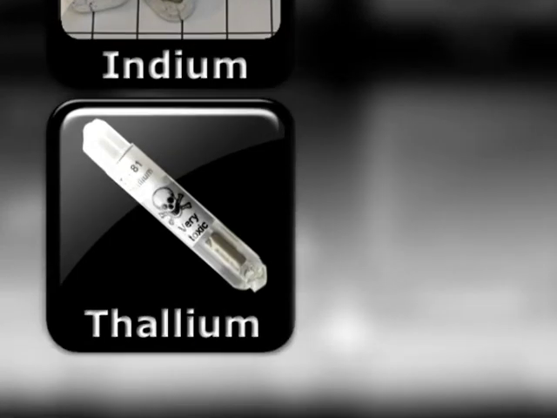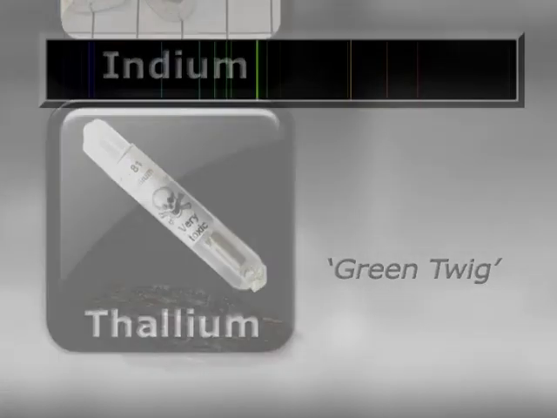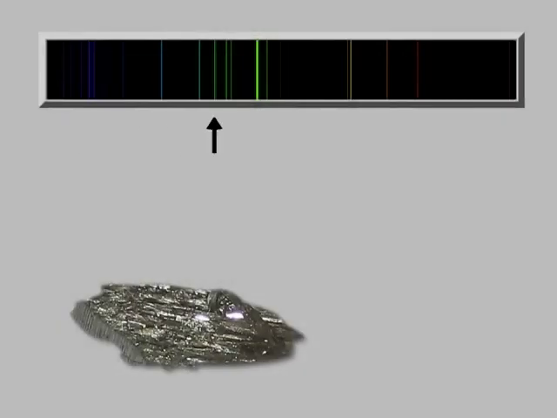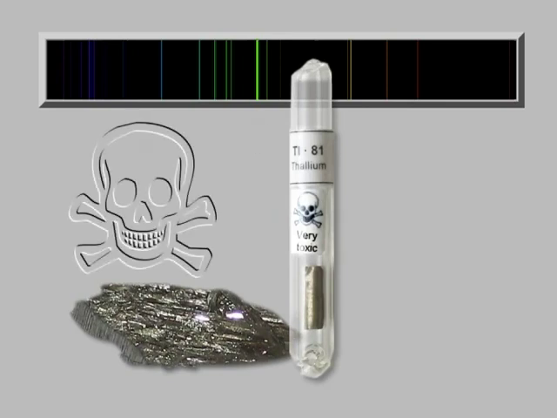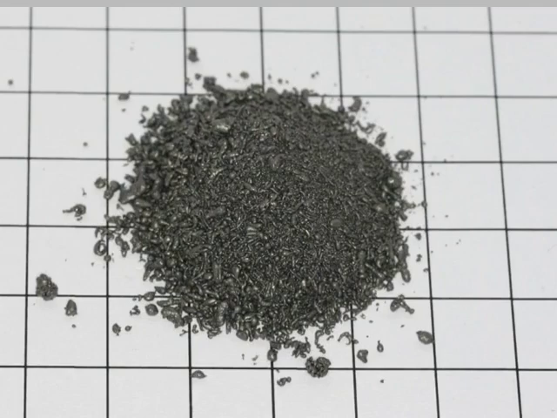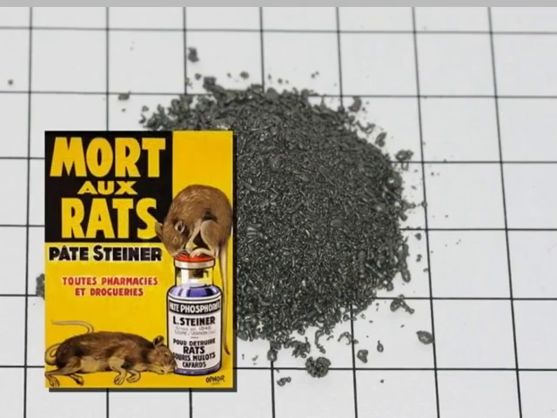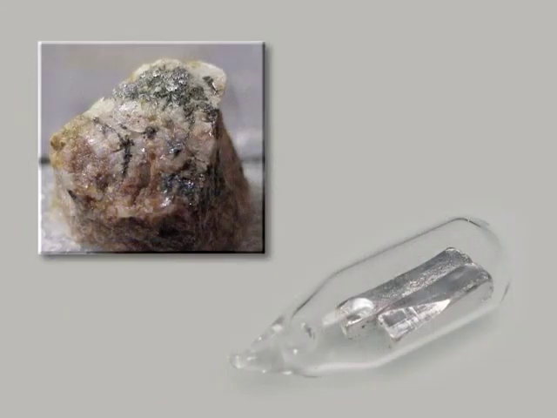Thallium, meaning green twig, named after the beautiful green spectral line found exactly here, which identified the element. The pleasant name is somewhat deceptive, as thallium and its compounds are extremely poisonous. Even contact with the skin is dangerous. Thallium was widely used for rat and ant poisoning, but has since been banned. It is odorless and tasteless, giving no warning of its presence.